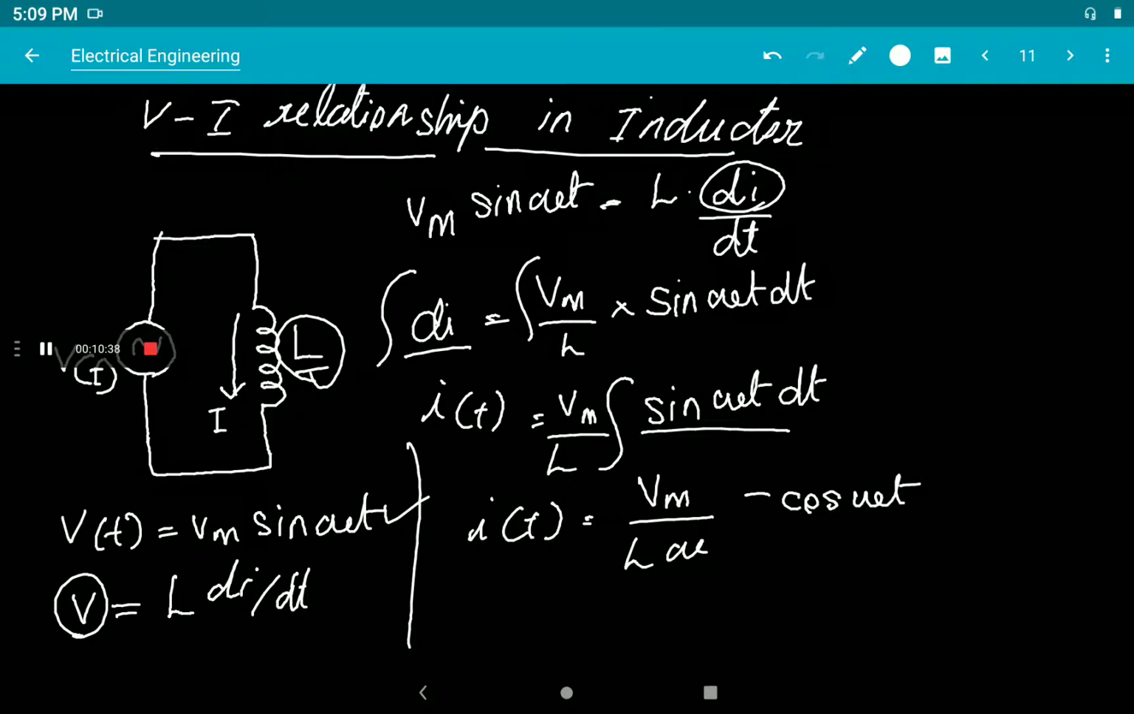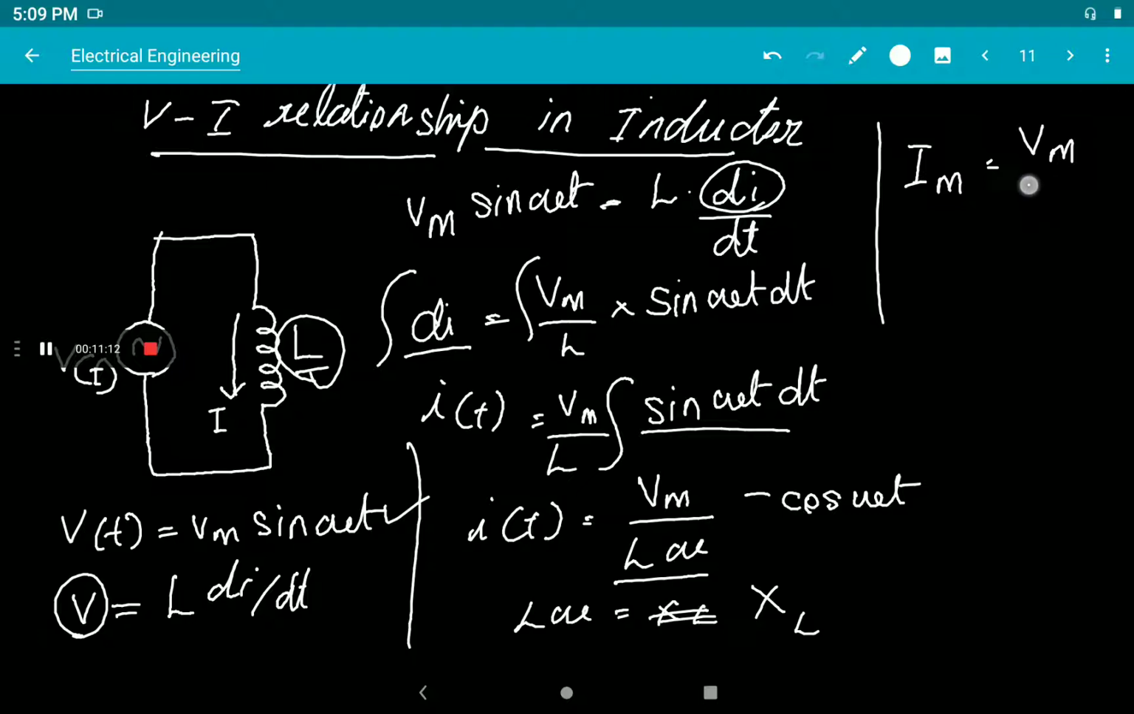Okay. So this is a constant. L and omega are constants. So L omega we can write as inductive reactance, L omega is equal to XL, that is inductive reactance. So we can write Im is equal to Vm by omega L. The maximum value of current is Vm by omega L, or L omega, that is Vm by XL. Okay, Vm by XL is the maximum current.